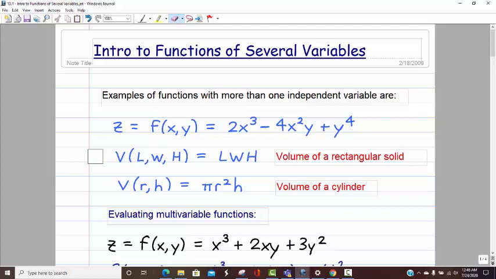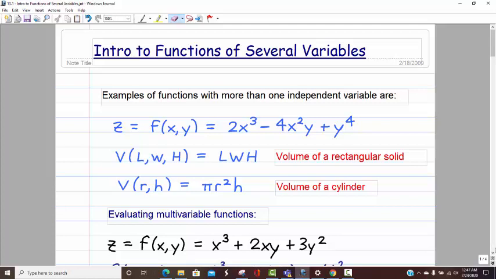And then here's some other examples. Technically a volume of a rectangular solid is calculated as length times width times height. So that could actually be written as a function of three variables, L, W, and H. So L times W times H. Now here's one of a right circular cylinder. Volume as a function of the variables R and H, radius and height, would be pi R squared times H.